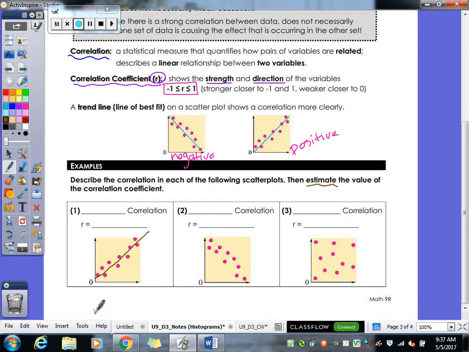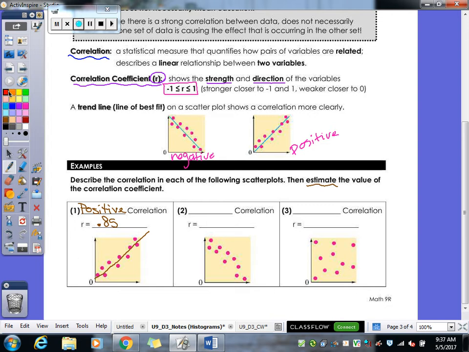For your trend line, you want to try to hit a couple of points, and then you want some points above and some points below. So this one, since our trend line is a positive sloping line, that means this has a positive correlation. Now all of my points here are pretty close to my trend line. Got a couple on them, but they're all pretty tight in there. So for a correlation coefficient, I would say this is approximately 0.85. It's a value close to 1.